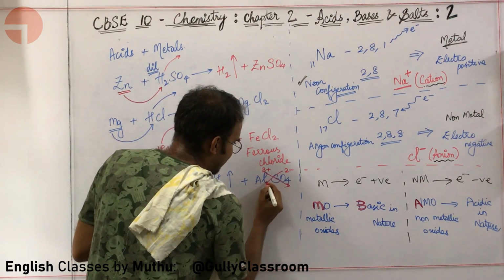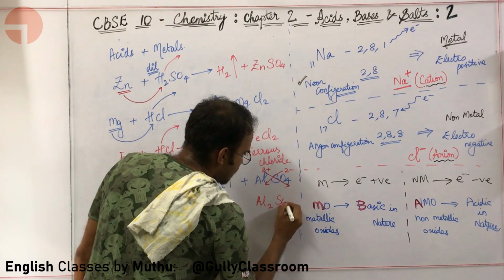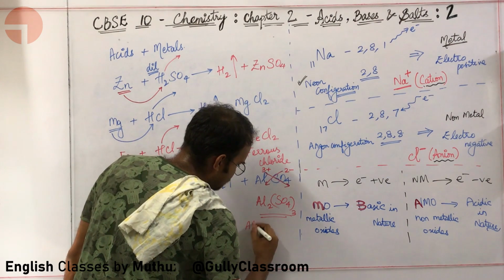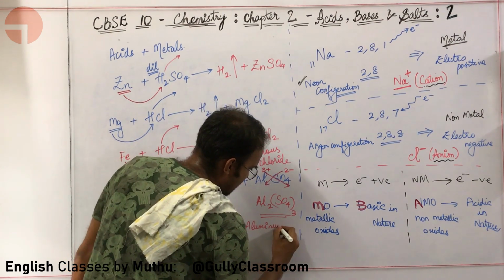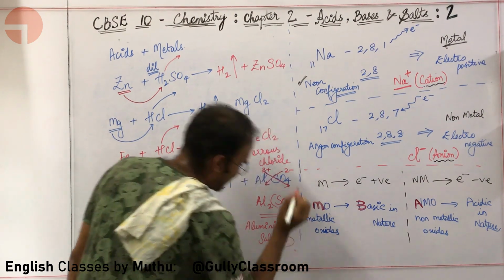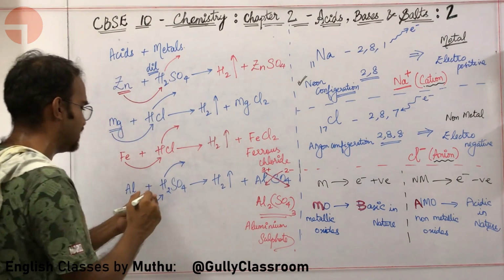Can I cross it like this? So what will be the answer? The answer will be Al2(SO4)3. This is nothing but aluminium sulfate. Hope you guys are getting this idea, right? So you are getting hydrogen plus aluminium sulfate.